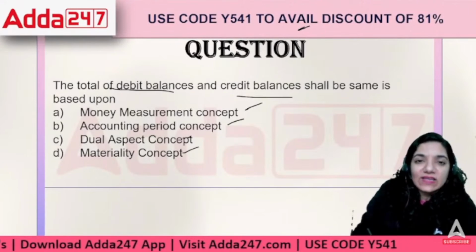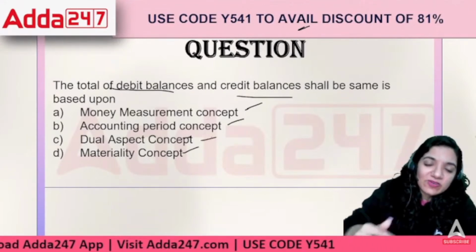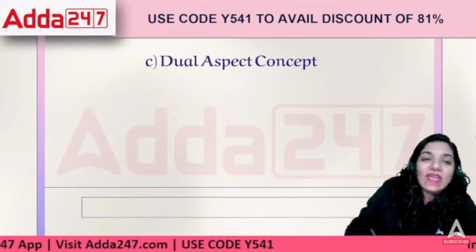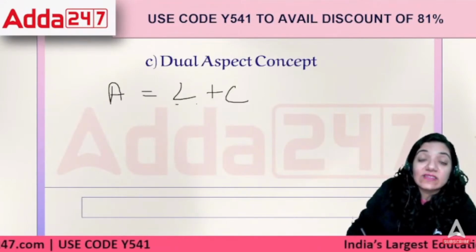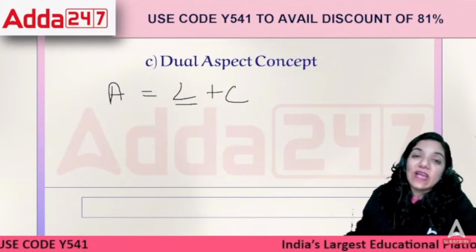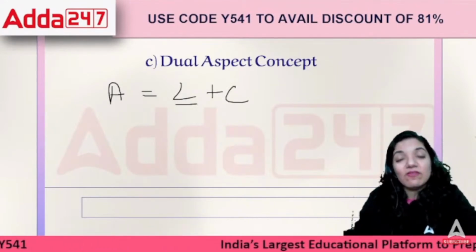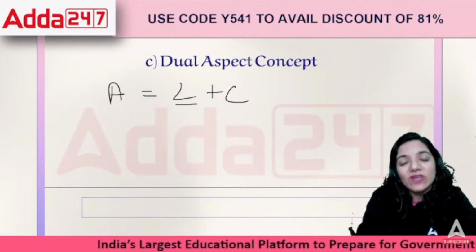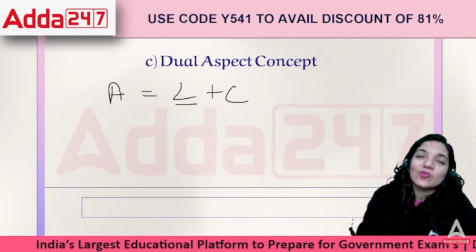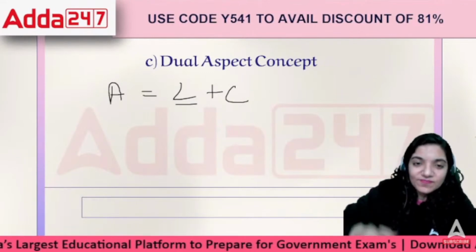The correct answer is the dual aspect concept, because here every debit or the assets that we are making is ultimately out of the liabilities as well as the money that we have already invested. So my money plus the money from outsiders would be included, and we'll call it the dual aspect concept.